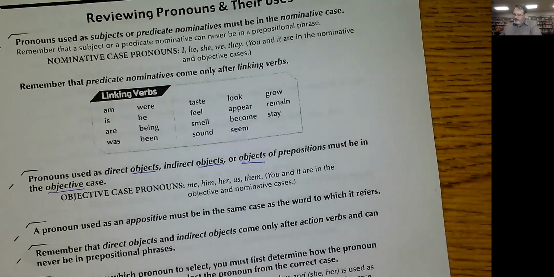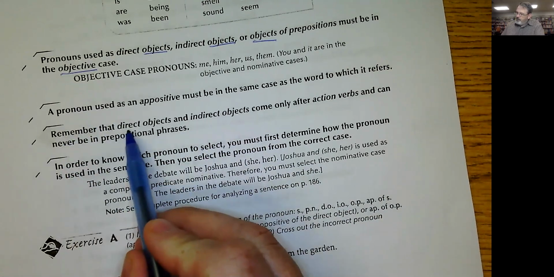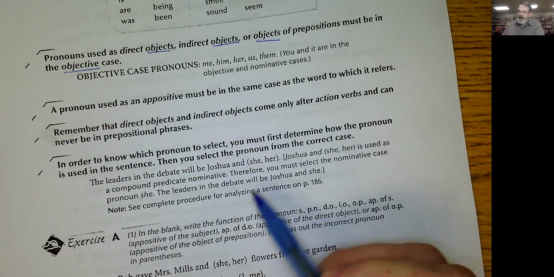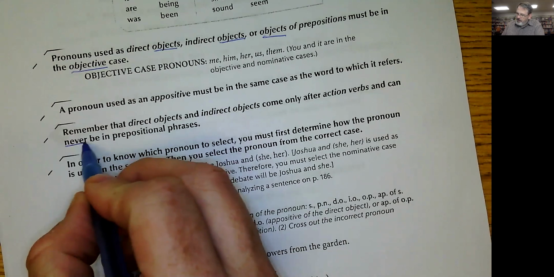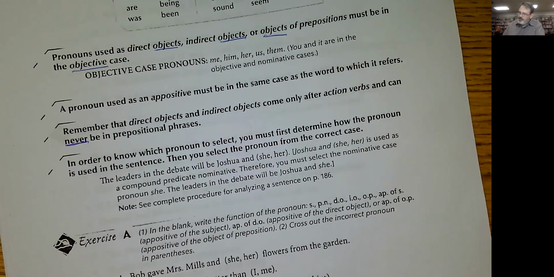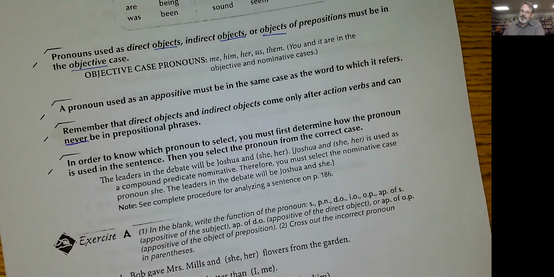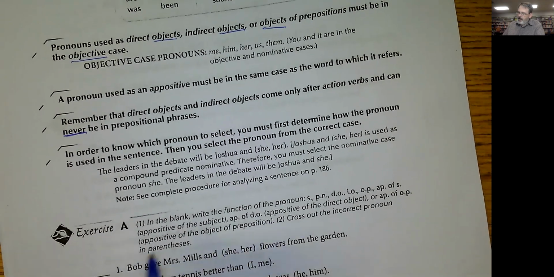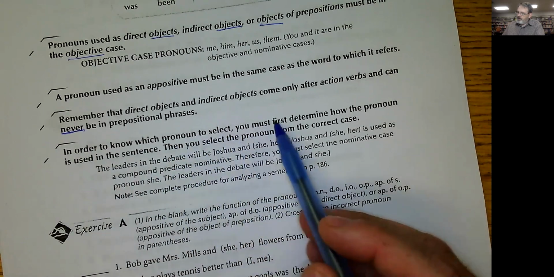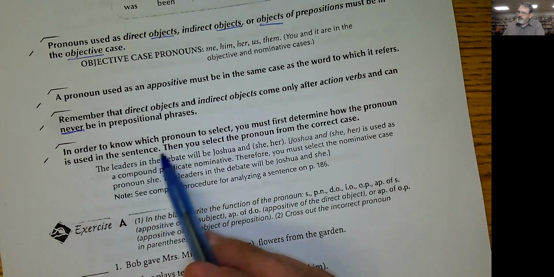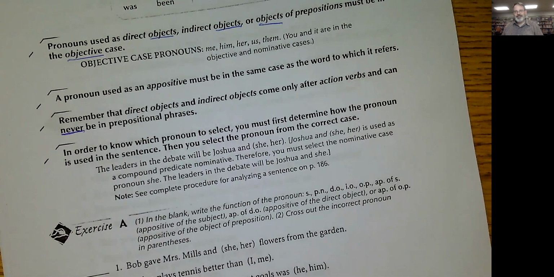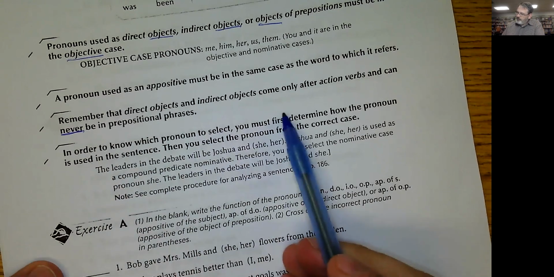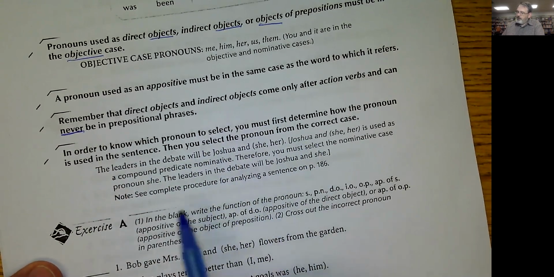All right, let's move on. Remember that direct objects and indirect objects come only after action verbs and can never be in prepositional phrases. Never is an extreme word. That means never. So you can never have an indirect object or a direct object in a prepositional phrase. And then in order to know which pronouns to select, you must first determine how the pronoun is used in the sentence. You have to know what its function is. Is it the subject or is it the direct object? Is it the object of preposition? Is it an appositive of a subject or an appositive of a direct object? Then you select the pronoun from the correct case.